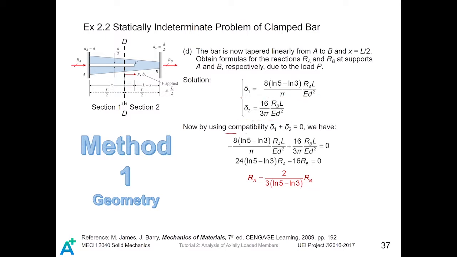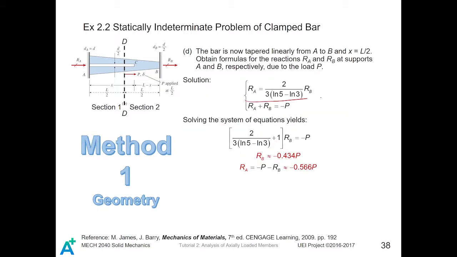Finally, we got delta 1 and delta 2 from previous slides. We used the compatibility equation to get the relationship between RA and RB. By substituting delta 1 and delta 2 into the compatibility equation, we get these very complicated relationships. Then we get RA equals 2 divided by 3 natural log 5 minus natural log 3, times RB. Eventually, we relate those two equations.